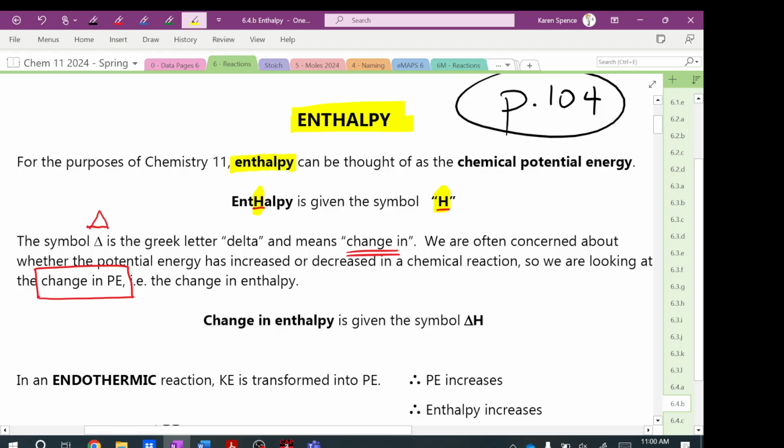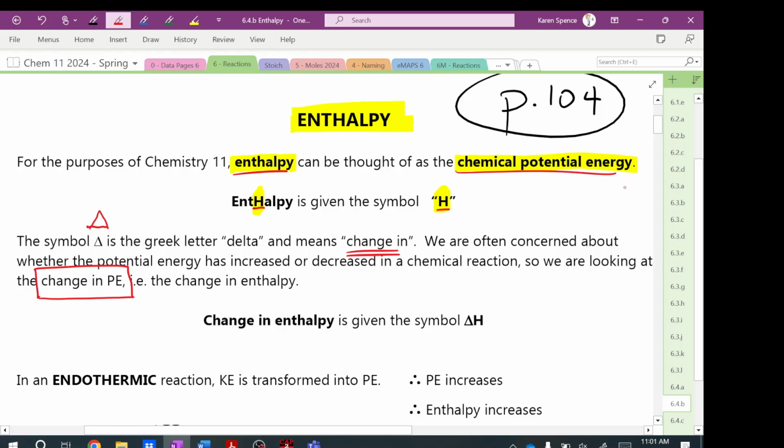enthalpy can be thought of as the chemical potential energy. That is an incorrect definition. I'll just let you know that right now. Okay? You don't even want to know what the correct definition is, but I will read it to you anyway. So you can be like, no, I like chemical potential energy. That sounds good to me.